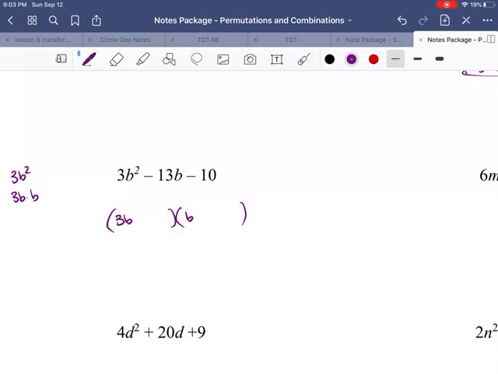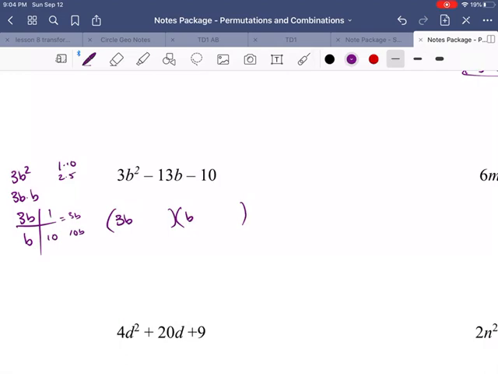All right, and we need to figure out how to get this middle 13b, but also multiplying to 10. So ways to get 10: 1 times 10 and 2 times 5. All right, so if I put 1 and 10 there, and I multiply this, I get 3b and 10b. Okay, could work.